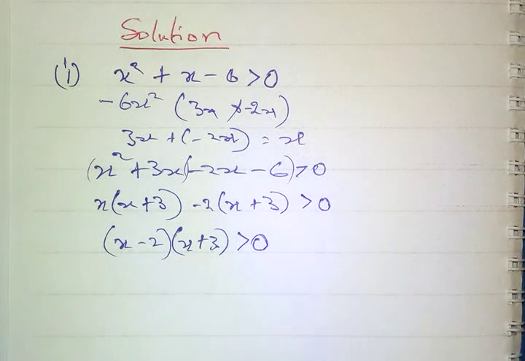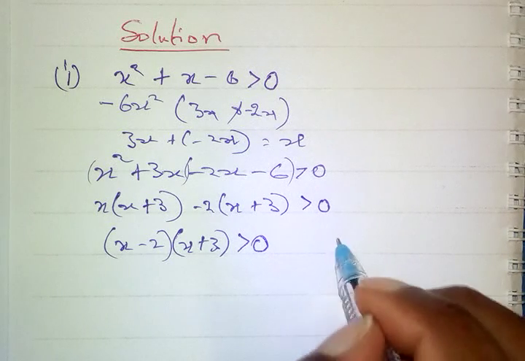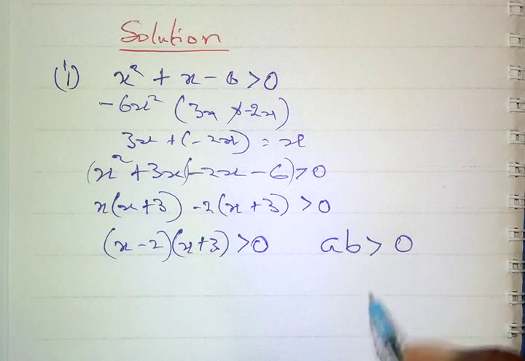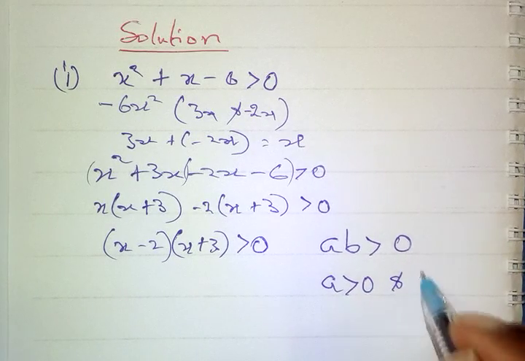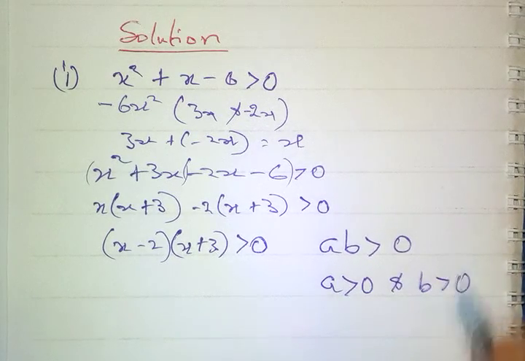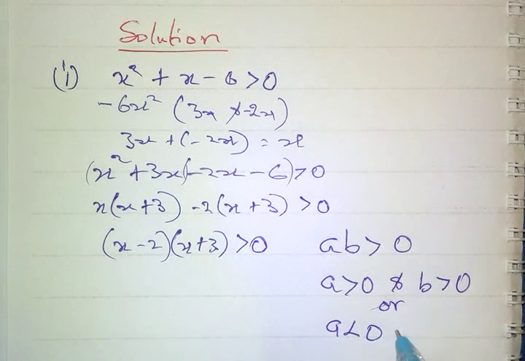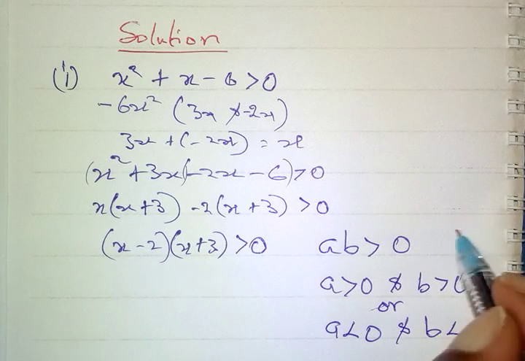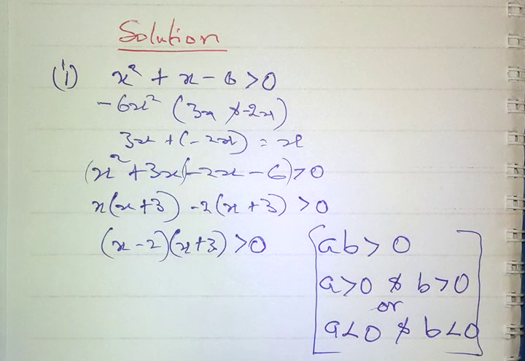Now let us apply the rule we have learned. We still remember the rules, right? Remember, we say when ab is greater than 0, then a is either greater than 0 and b is also greater than 0, or a is less than 0 and b is less than 0. Let's bear this in mind as we proceed.